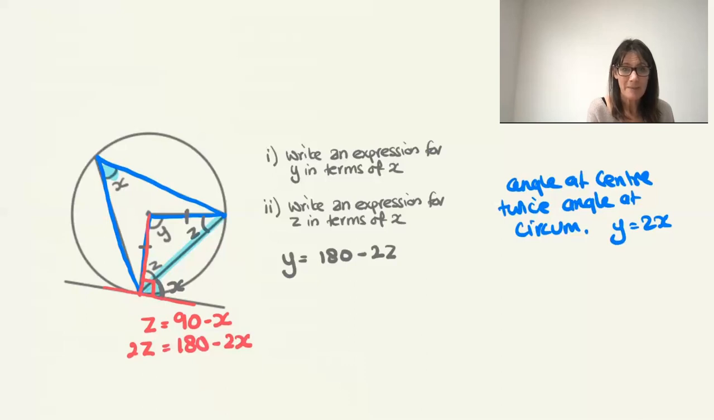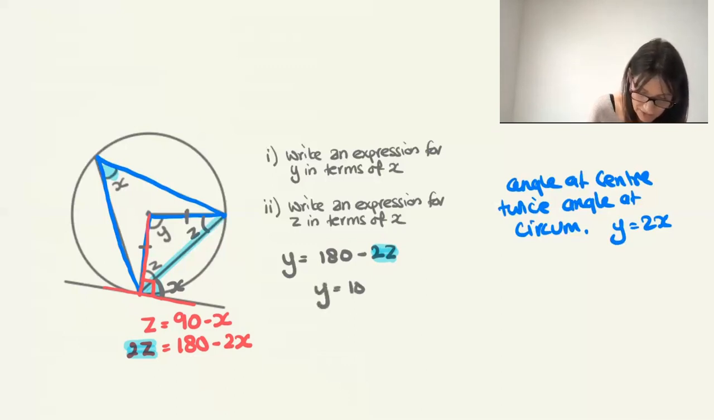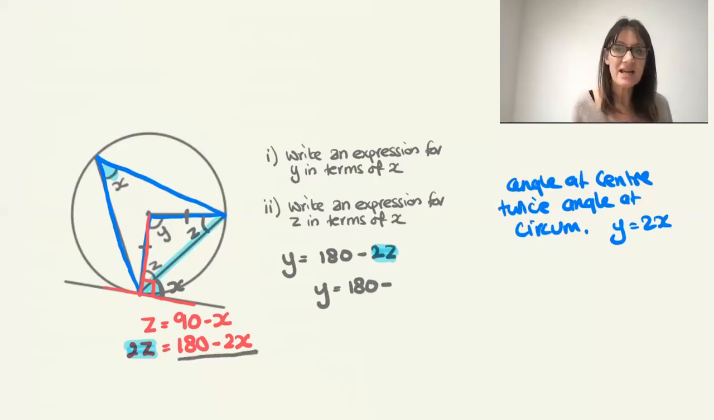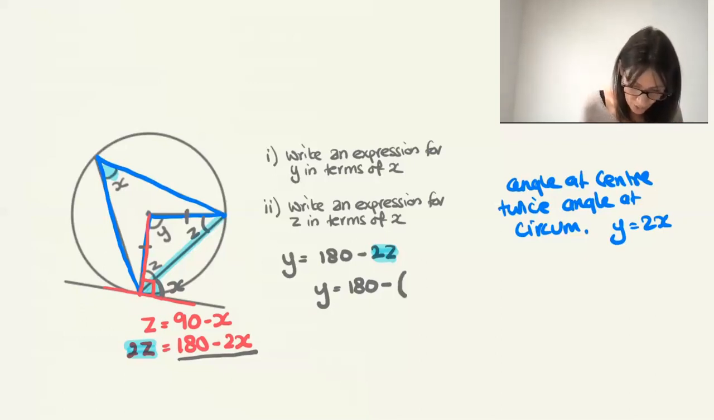So I've now written, I hope we can spot what I've been up to, I've now written 2z, which I've written here, in terms of x. So I can change what I've got here now to write y equals 180 take away all of this. Now, when I have to take away more than one thing, there's two terms there. Whenever I have to take away more than one thing, I'm going to put it in a bracket. I'm going to say it's 180 take away all of 180 minus 2x.